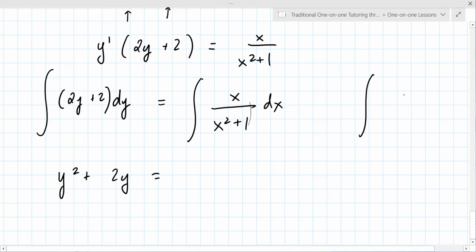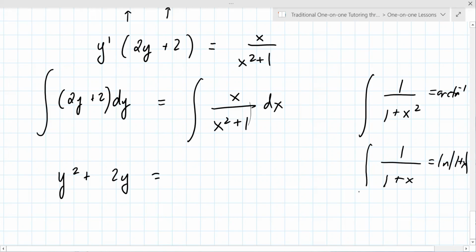Like if it was 1 over 1 plus x squared, that's arctangent, or tan inverse, but it's not. It's an x, and we just did one. If it's 1 over 1 plus x, it's natural log of 1 plus x. They're not the same, but they're kind of close enough that they could all be messy.